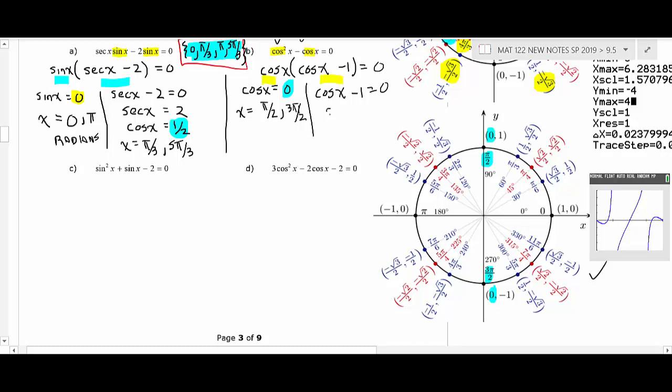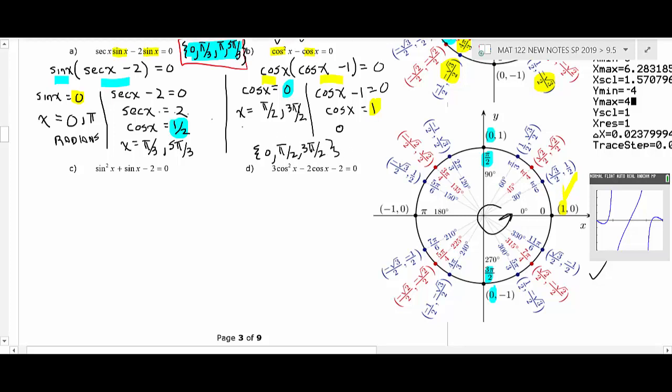Okay, the next part, you would want to add 1 to both sides, and then what you're looking at is where is the cosine 1? The cosine turns out to be 1 only one place on the unit circle. That's the only place where the x value is 1, and that happens at 0 radians. So when we put the solution together, we would have 0, pi over 2, and 3 pi over 2. Again, we would not count 2 pi.